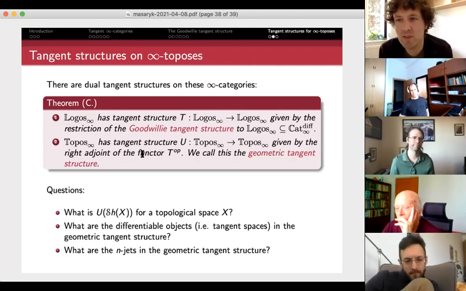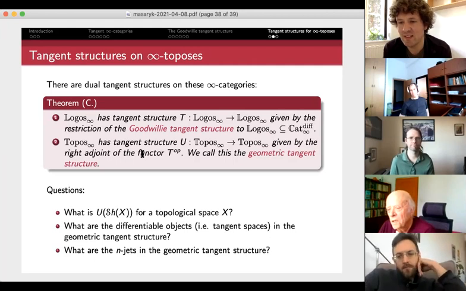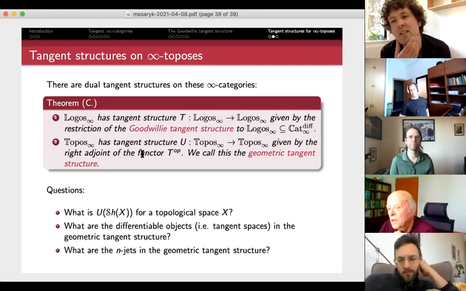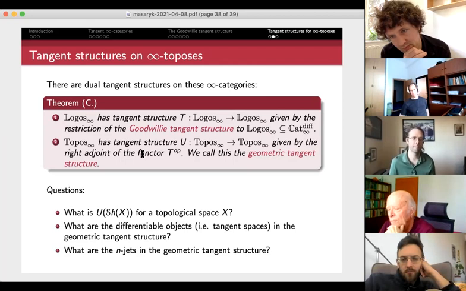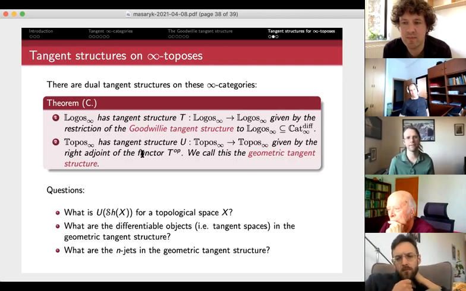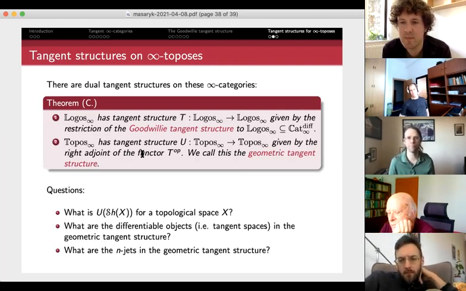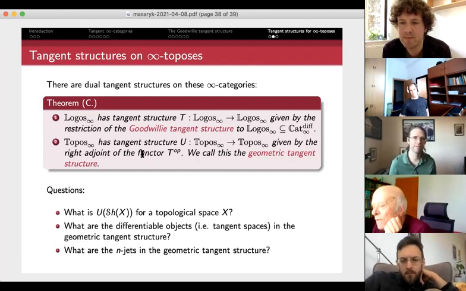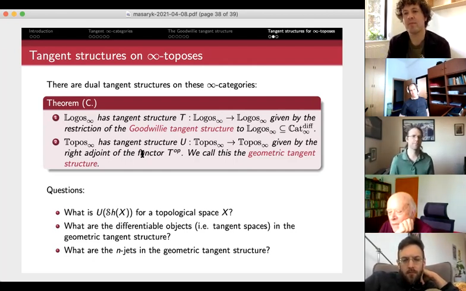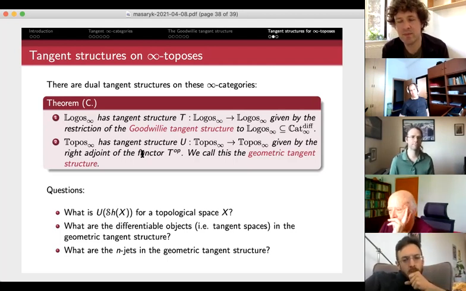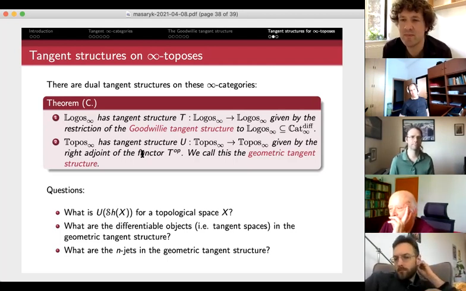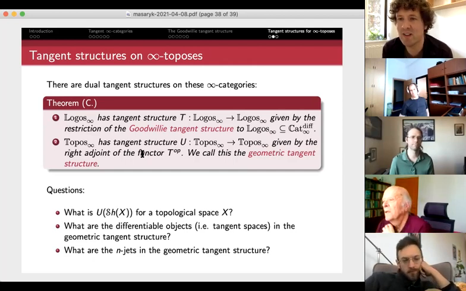Any more comments or questions? Does this geometric tangent structure restrict to just 1-toposes? I doubt it. Or at least it might restrict to something not very interesting, would be my guess. You need infinity for this, yes. I think so. Any more comments or questions?